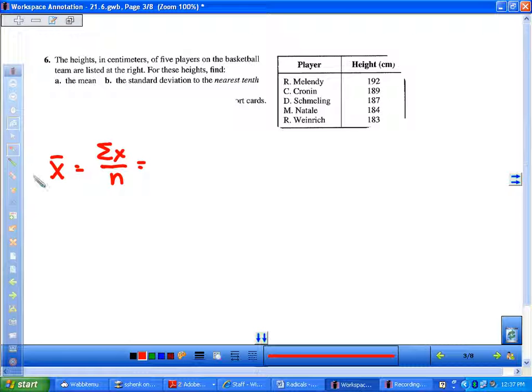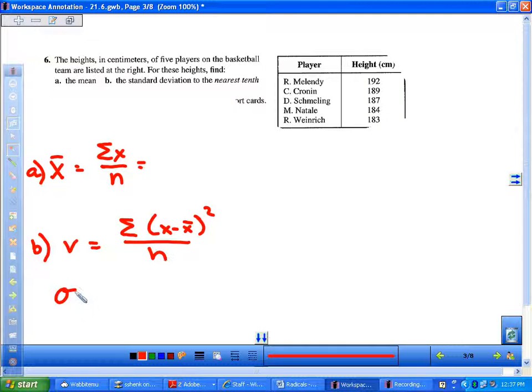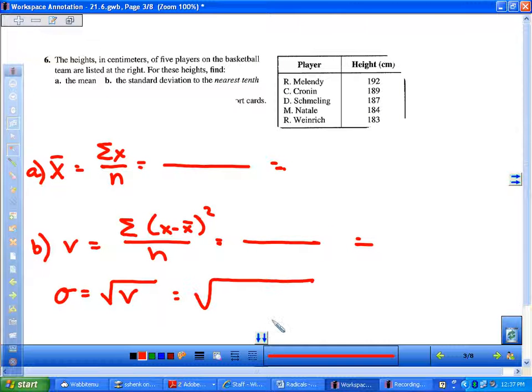And then part B, they ask for the standard deviation. So let's get everything set up before we have to go into the calculator. Well, before we can find the standard deviation, we first have to find the what? The variance. So how do we find the variance? Sigma x minus x bar squared over n. And then the standard deviation is the square root of the variance. So what are we going to equal up here? The numbers to equal, and then the square root of that. Now are we all set for the calculator?